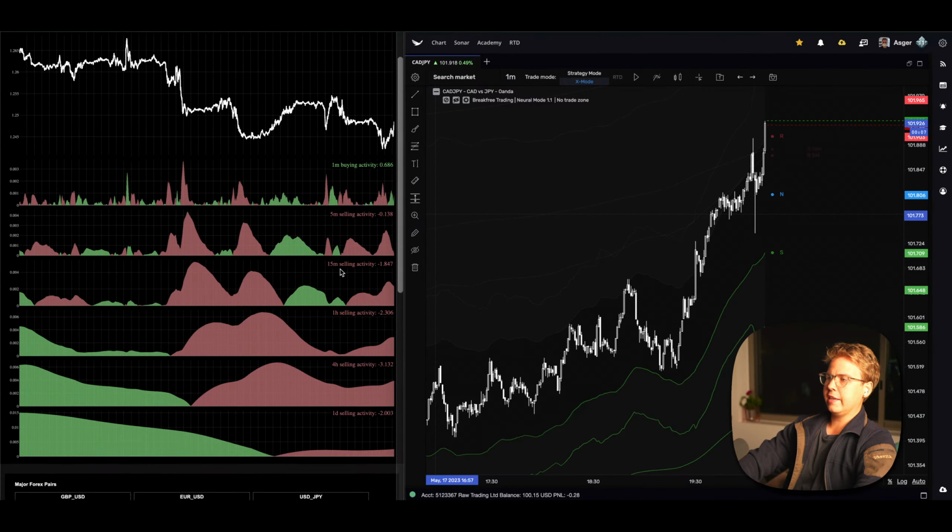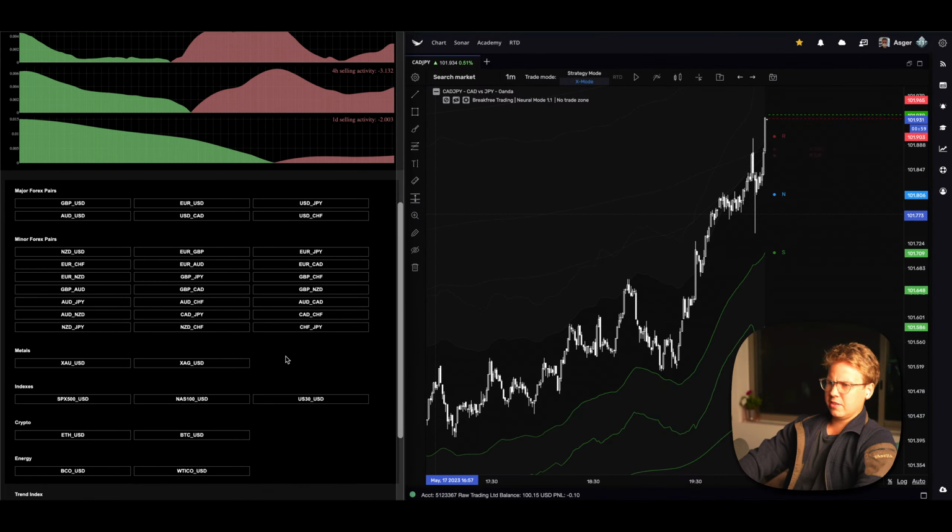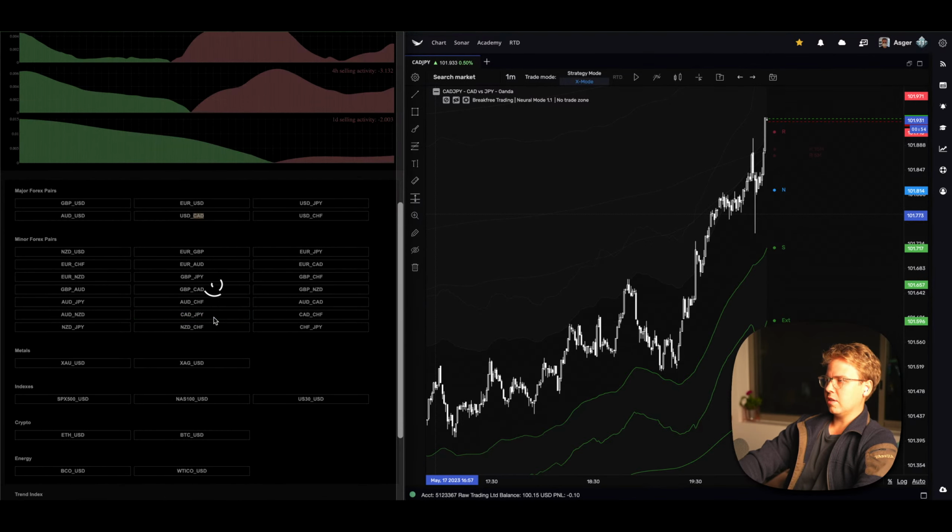And this is CAD JPY. I was trading this earlier and I was really surprised just how much these markets trend. It's crazy.